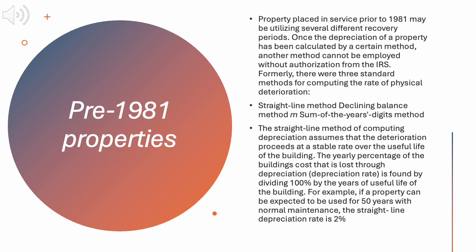For example, if a property can be expected to be used for 50 years with normal maintenance, the straight line depreciation rate is 2%.